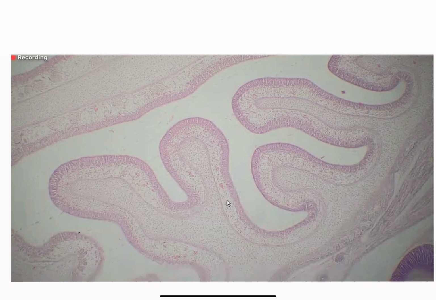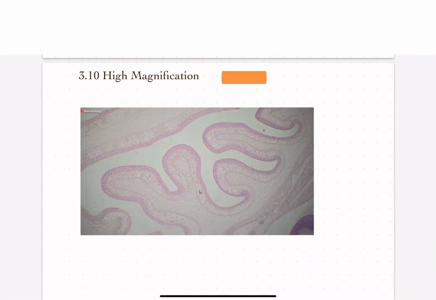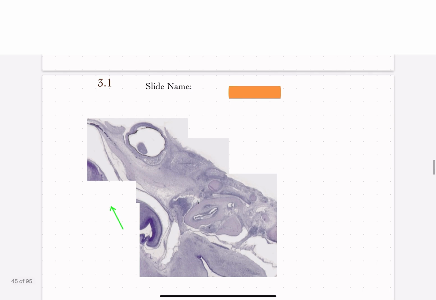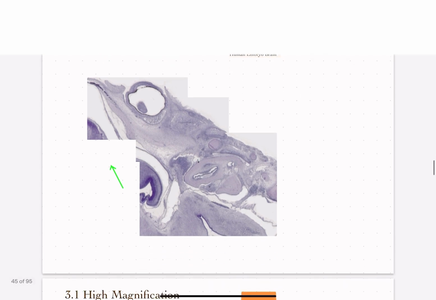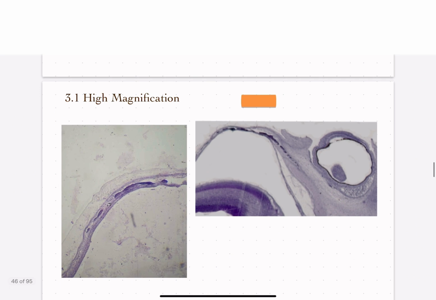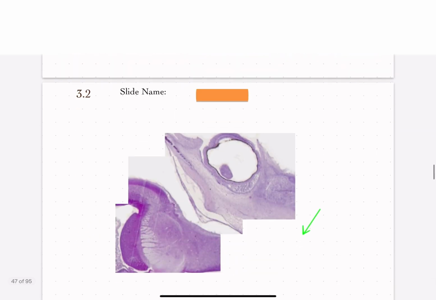Okay, that was all for the structures. Now let's go through the answers real quick. 3.1 slide name was the sagittal section of human embryo brain. I think head development would work as well. And then for the structure, it was the desmocranium. So this was the structure that was shown.